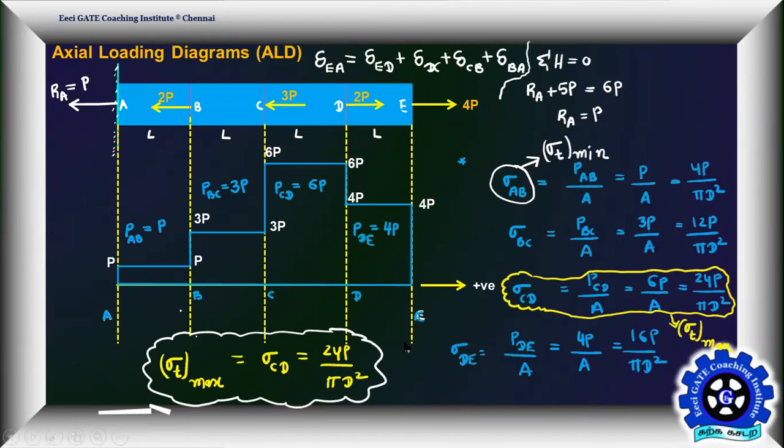I think we have drawn that. What is the need of drawing this diagram? Once you complete this diagram, you can write that member AB is subject to the axial load P, BC portion 3P, CD portion 6P, and DE portion 4P.